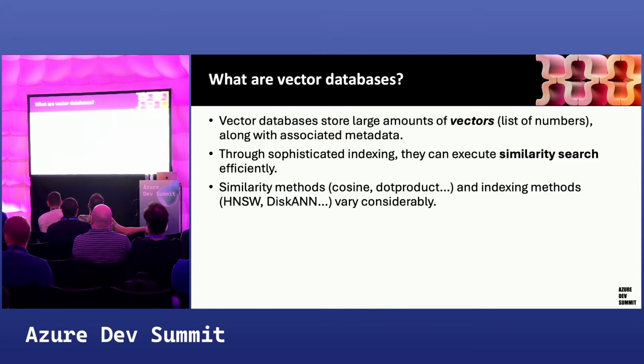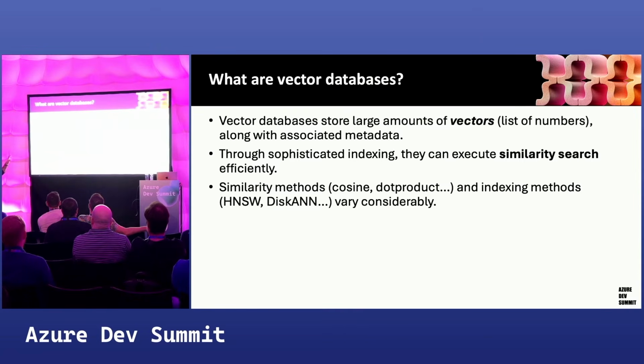Then there's, of course, the indexing methods. You don't have to use an index when doing a vector search. You can brute force it. Then your vector database has to go through a ton of vectors in order to find the closest one based on your chosen similarity method. Typically, that's not what you want.